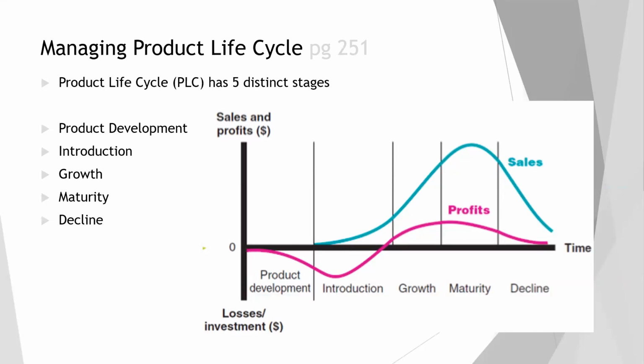But again, this is a great graphic that shows what happens with the profits and the sales of a specific product as it is going through its life cycle, through these 5 distinct stages, and what is happening in each of these 5 stages over time.